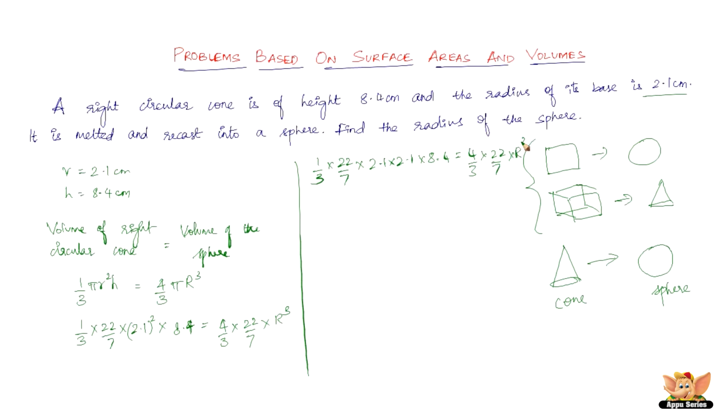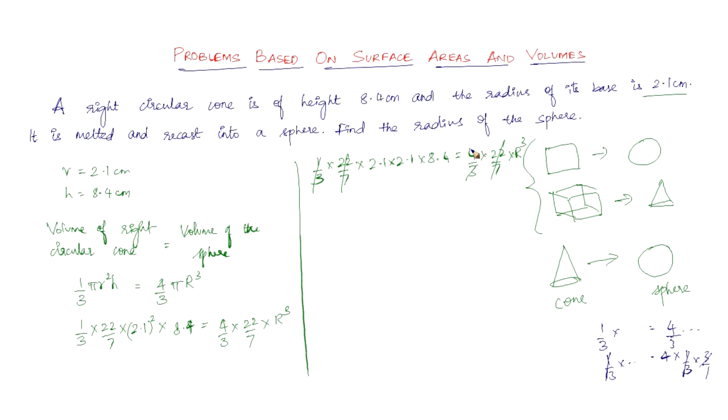So now 22 by 7 gets cancelled, and 1 by 3 and 1 by 3 get cancelled. I'm just taking out 1 by 3 there. Let me show you what I did exactly. Say you've got 1 by 3 into something equals 4 by 3 into something. I can write 4 by 3 as 4 times 1 by 3, so this 1 by 3 and this 1 by 3 get cancelled, right? Or if you shift this 1 by 3 to that side, it becomes 3 by 1. Anyway, it gets cancelled, so even before shifting it, you can cancel the same terms on both sides of the equal to sign.